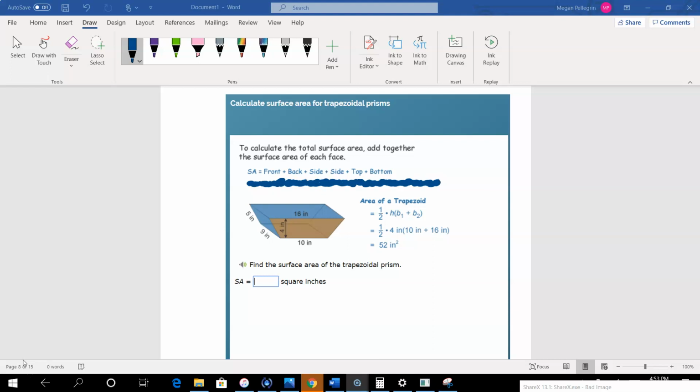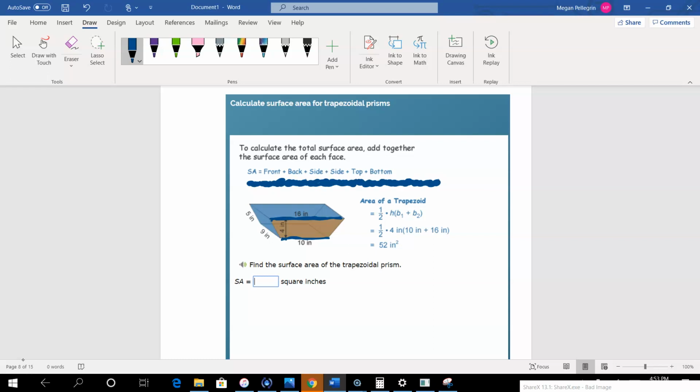So if we're looking at the brown shape, the trapezoid, the height of the trapezoid is showing as 4 inches. Base 1 is 10 inches. So right down here, this is base 1. And then base 2 is 16 inches. So we have the top and the bottom, base 1 and base 2, and then we have our height. Those are the measures that we're going to need.